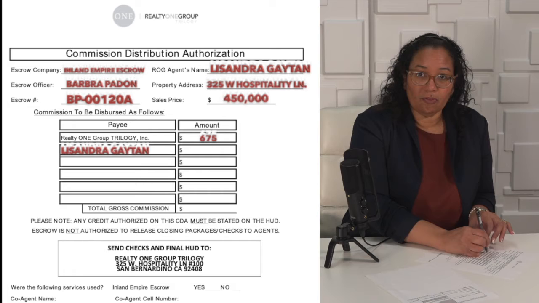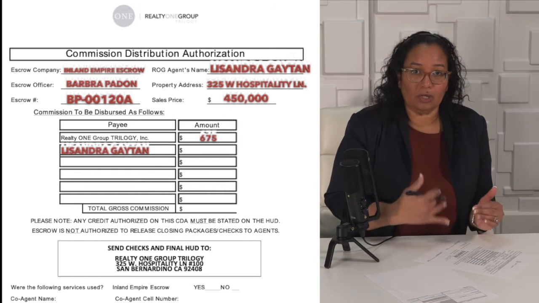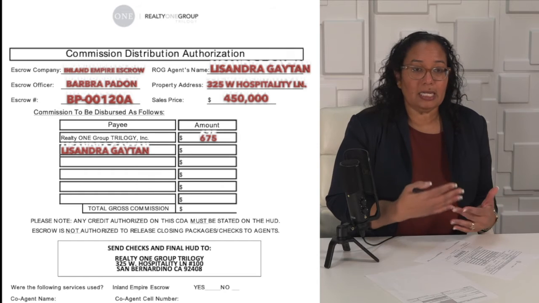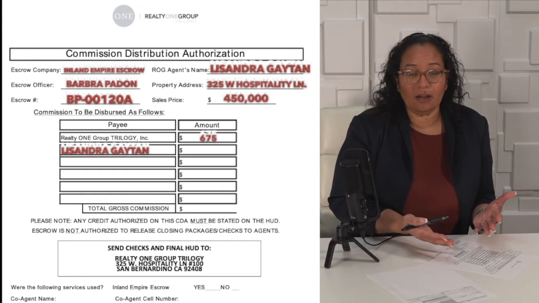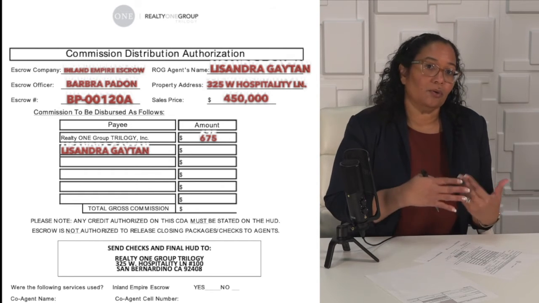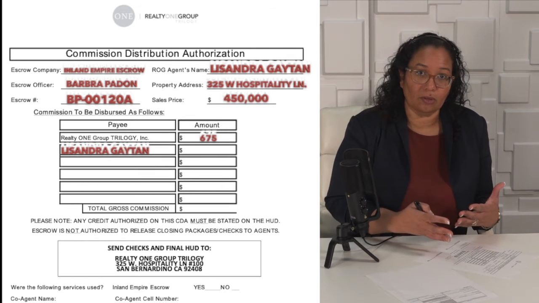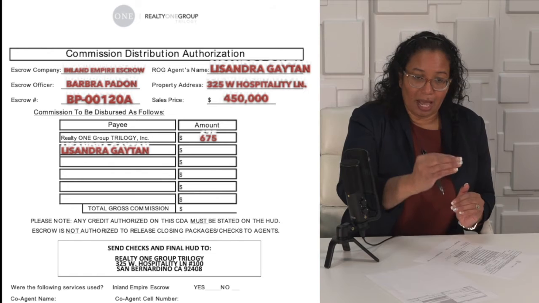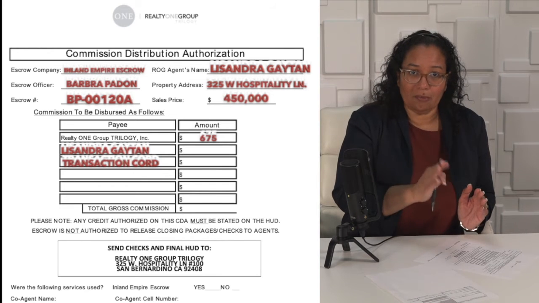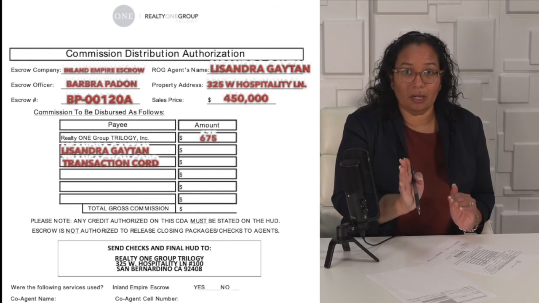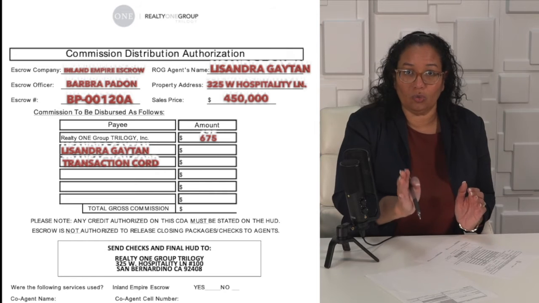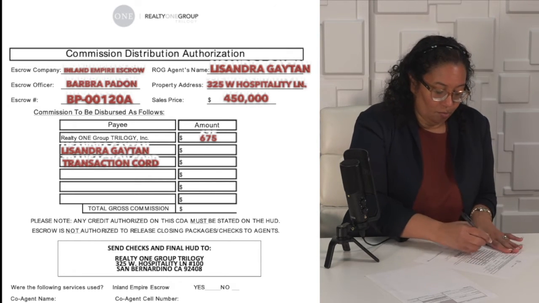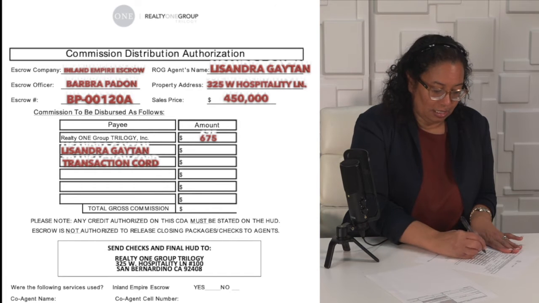The third, fourth, and fifth lines are extra lines in there. Let's say you have a transaction coordinator. Let's say you have an upline deal. Let's say you have a referral. All that is going to go in the CDA. And line by line, you're going to write the name of the person or the name of the company that the amount is going to go to. On this one, I'm just going to keep it with my name and say a TC.